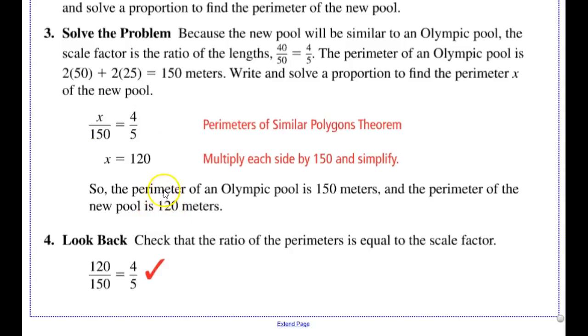So this is a little bit easier, so I don't have to find each individual side length of my new pool and then add them all together to find my perimeter. I can actually just use my scale factor to find the new perimeter without having to find each individual length, which can actually save us some time.